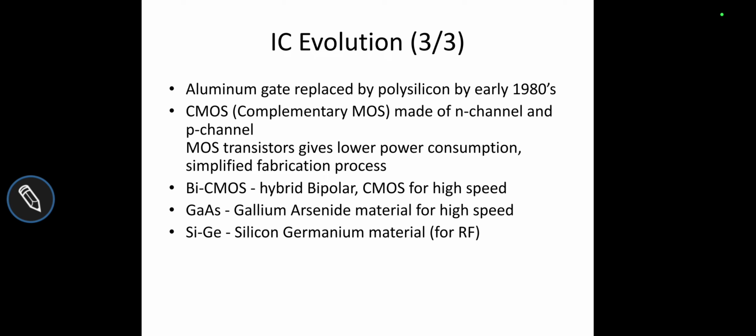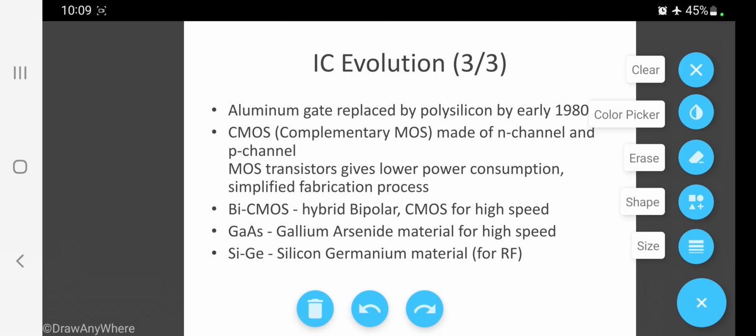So everything here is with respect to MOS only. Advantages of CMOS are MOS transistor fabrication and low power consumption. The required power supply is going to be less when compared to the bipolar.